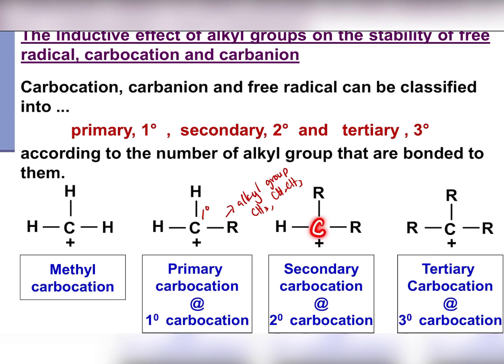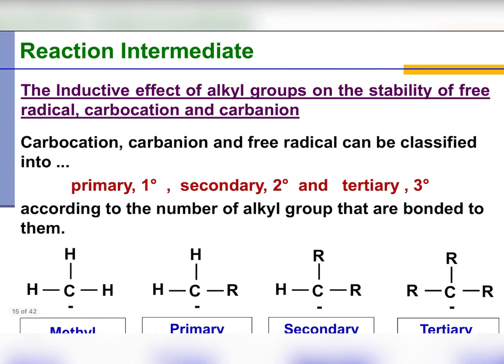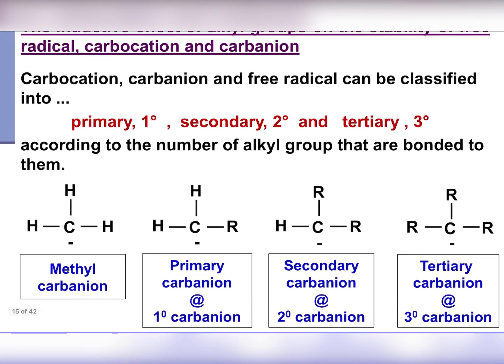Okay, and then this one, this carbon bonded to two carbon. So this is secondary carbocation. Okay, and then ini pula carbon bonded to 1, 2, 3 carbon. So this is tertiary carbocation. Okay, alright, dan next kita tengok pula classification of carbanion.